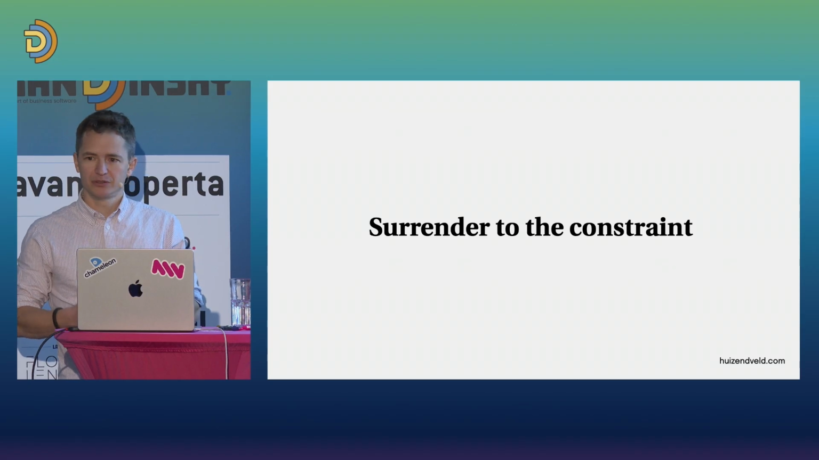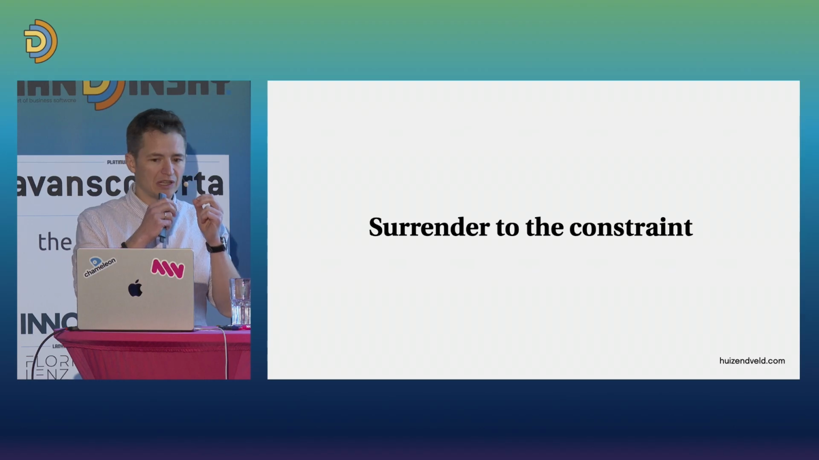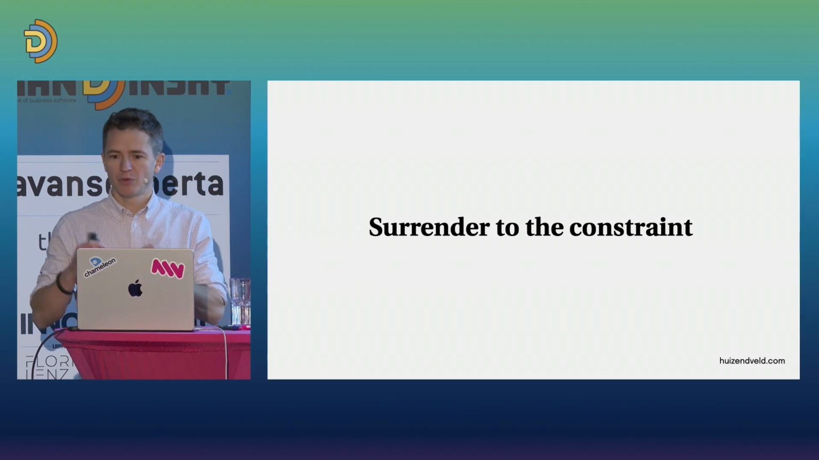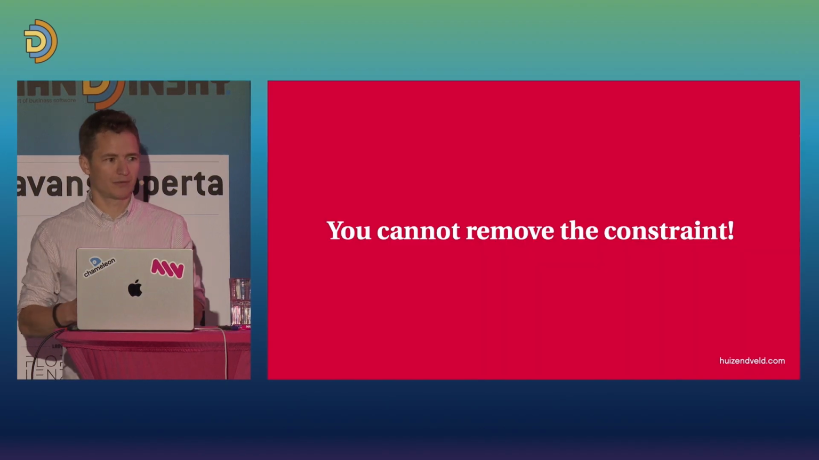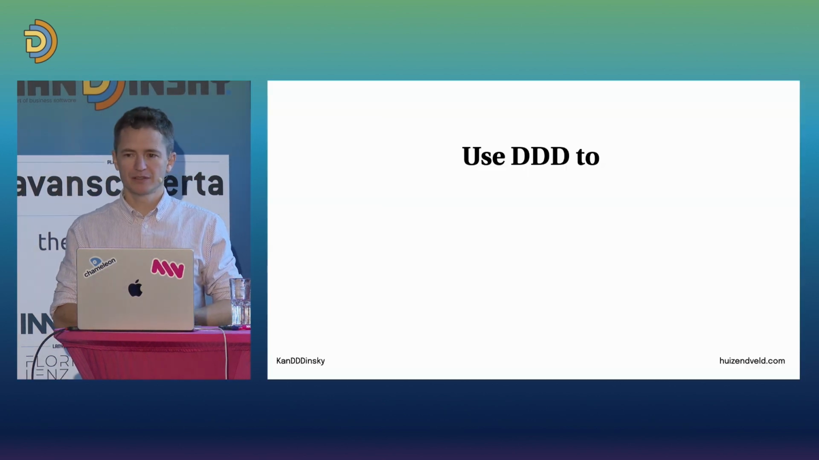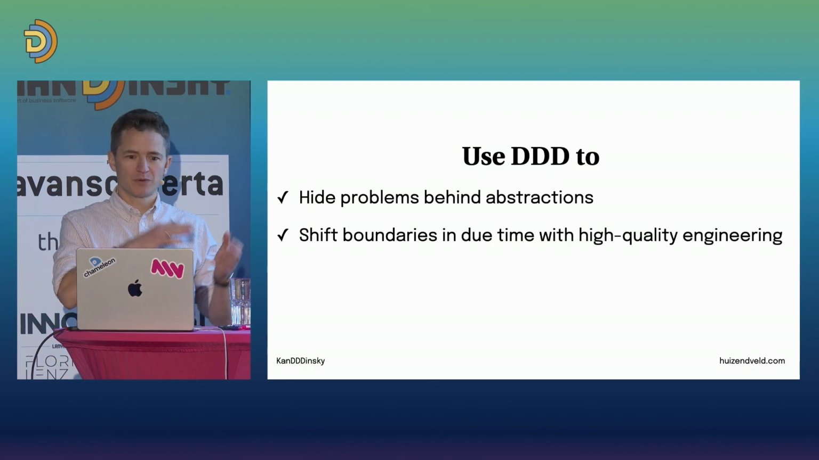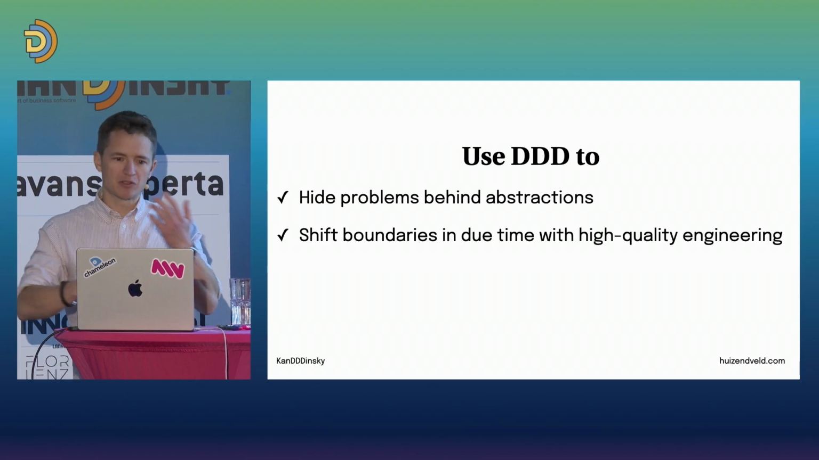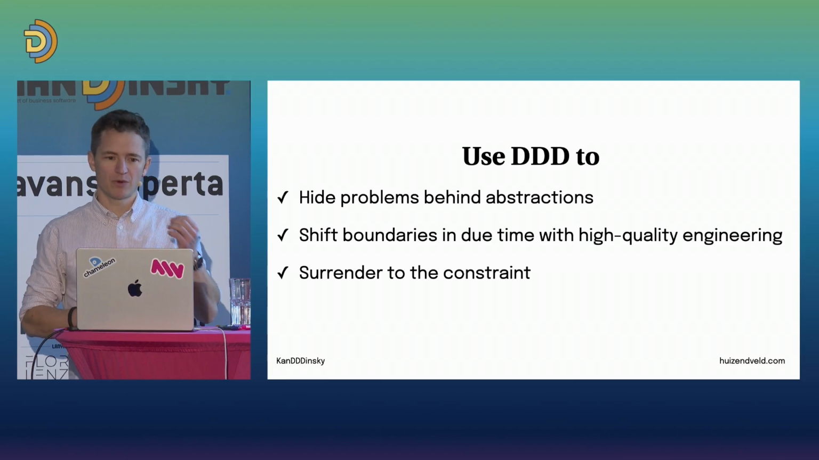And with that, you start to really surrender to the constraint. We design to alleviate the constraint, but we have to take it as a reality, right? You cannot remove the constraint. And so we use DDD to hide problems behind abstractions, and then once we've done that, to shift boundaries in due time, step by step, with that high quality engineering that uses those abstractions that we've introduced. And with that, we're surrendering to the constraint.